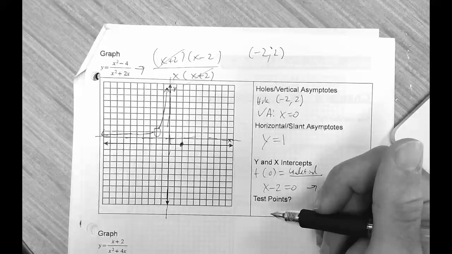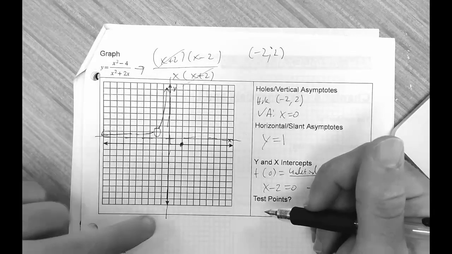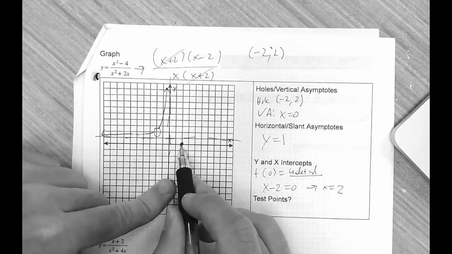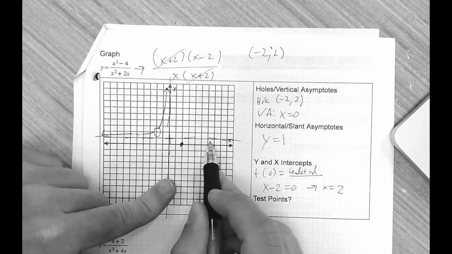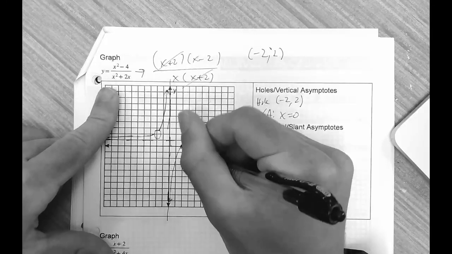This one, again, I know how this is going to look. I can see, all right, as it goes to the right, it's going to approach this, and as it goes to the left, it's going to approach negative infinity, right?